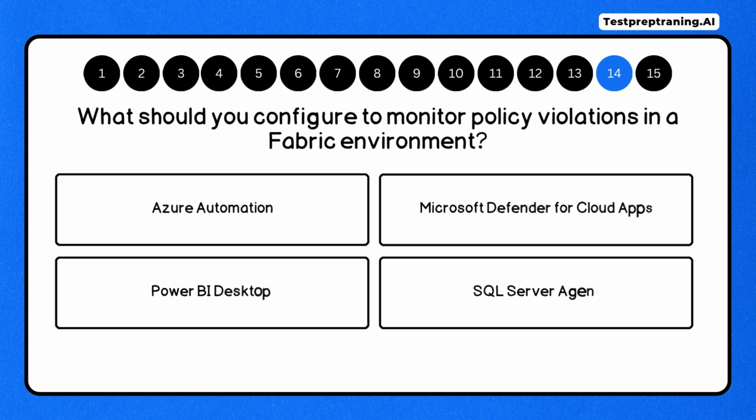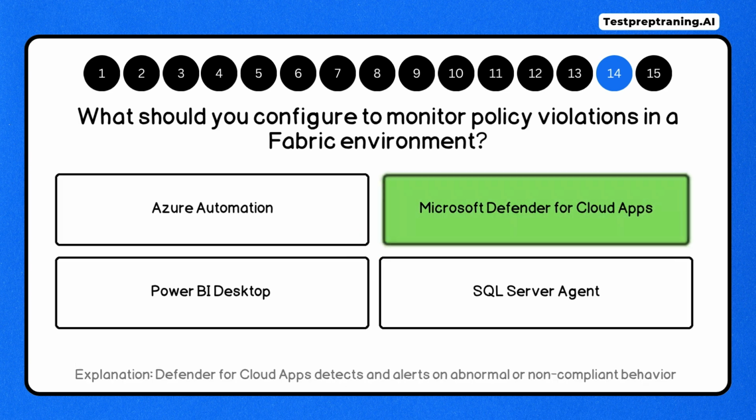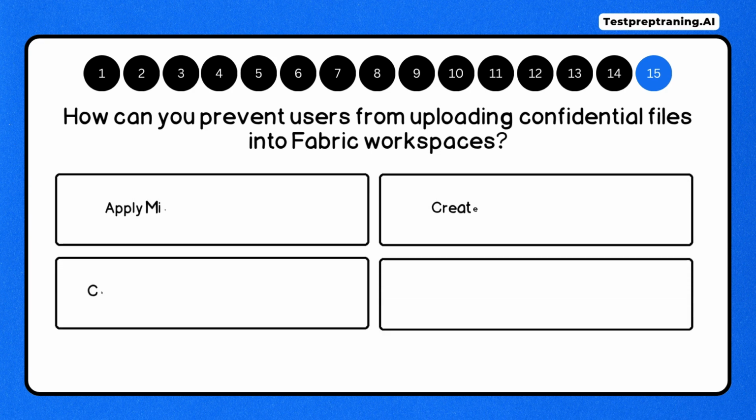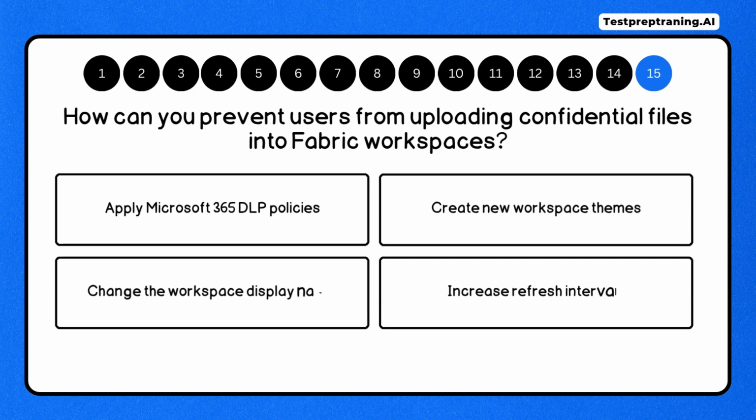What should you configure to monitor policy violations in a Fabric environment? Correct answer is Microsoft Defender for Cloud Apps, as Defender for Cloud Apps detects and alerts on abnormal or non-compliant behavior. Question 15. How can you prevent users from uploading confidential files into Fabric workspaces?